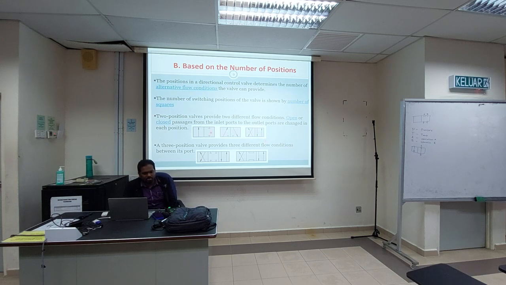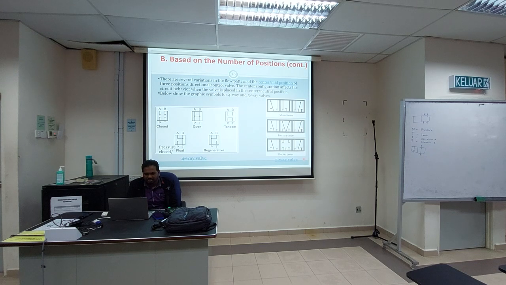Okay, so ini adalah untuk 2, ini adalah untuk 3. Okay, so you can either have 2. So yang ini adalah open. These are some of the terms that we can use in pneumatic valve. Yang ini adalah close. Close maksudnya dalam pneumatic meaning no connection. No connection. So itu adalah close. Yang ini adalah open meaning all the ports are connected. Open. Kemudian kita ada tandem. Tandem nampak macam muka. Mata dengan mulut.